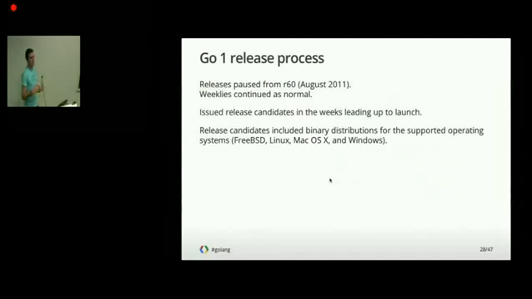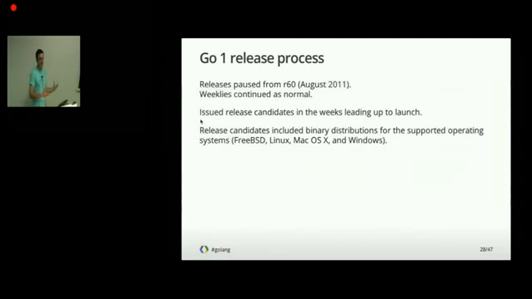So in terms of the public effect of the process, we stopped doing releases from R60, which was the last release of its kind that we did in August 2011. And the weekly releases, the weekly snapshots, continued as they had before. So this meant that R60 really started to smell by the time that Go 1 came along. But that was all right, it just meant that it was a soothing balm when Go 1 was released upon everyone. It was fantastic.